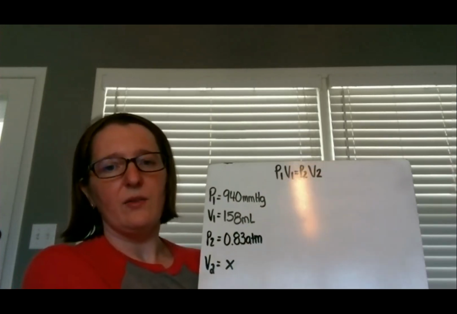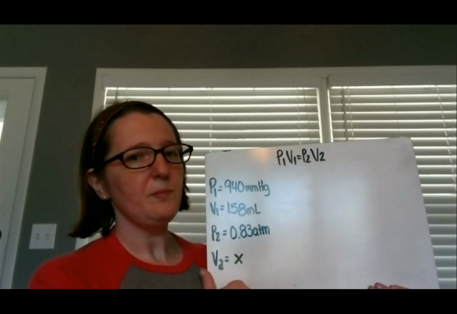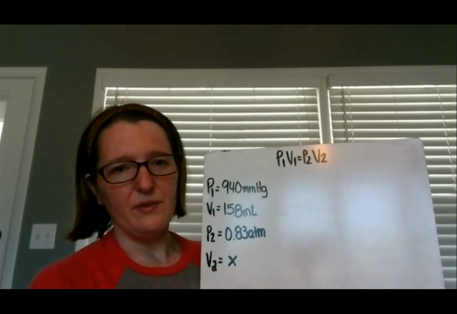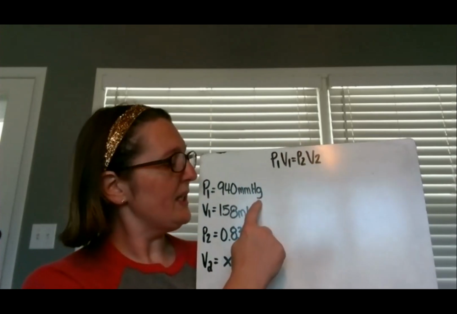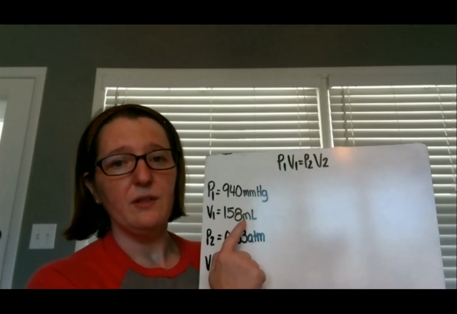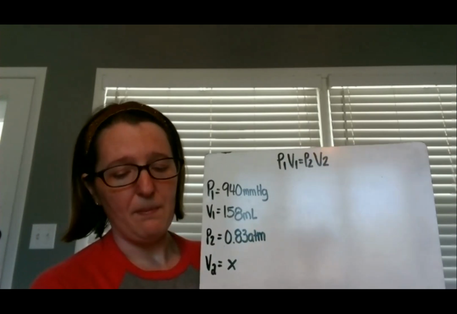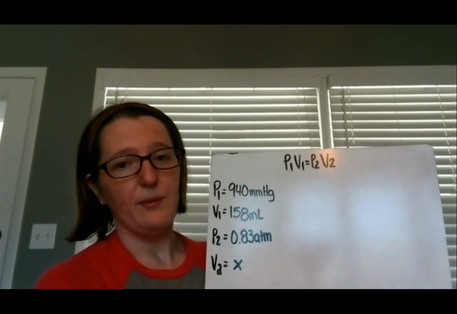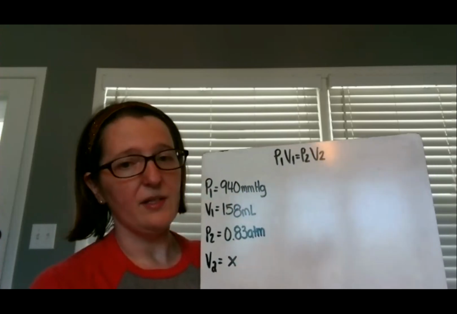So the first thing I'm going to do is name my variables, right? I'm going to figure out that P1 was 940 millimeters mercury. V1 was 158 milliliters. Remember, I know this by looking at my units, right? Millimeters mercury is a pressure unit. Milliliters is a volume unit. It says it's compressed until its pressure is 0.83 atmospheres, and we're trying to find its volume.